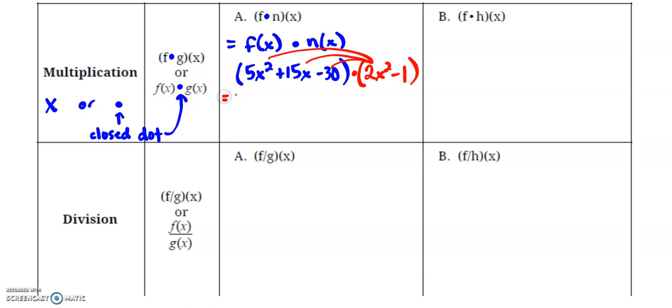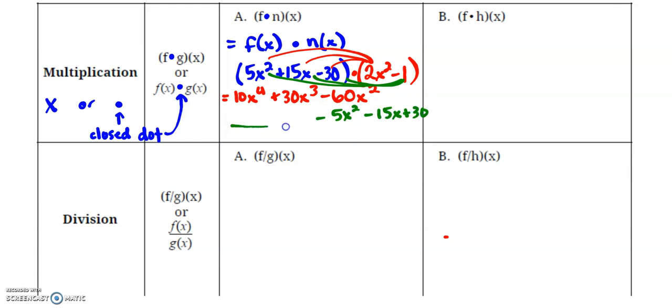So I'm going to get 10x to the fourth because the exponents add. I'm going to get 30x to the third, and I'm going to get negative 60x squared. And then I'm going to multiply everything by negative 1, which we basically just did. And I'm going to get negative 5x squared minus 15x plus 30.